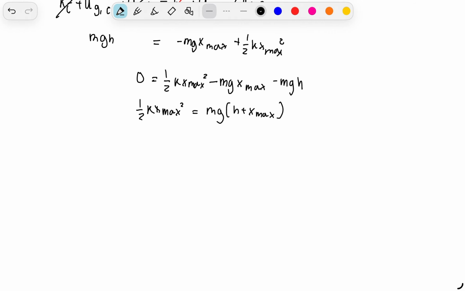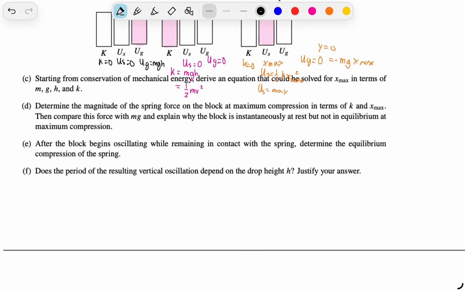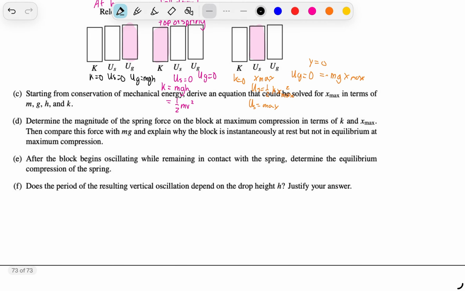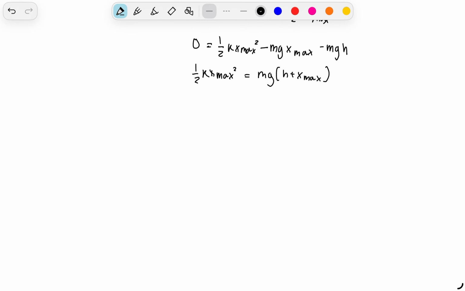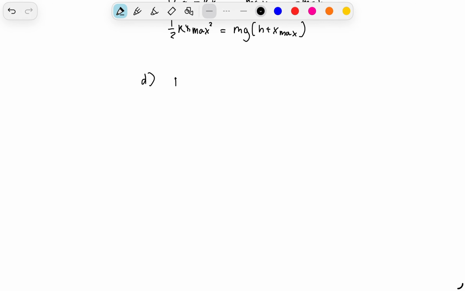So for part D, we're asked to determine the magnitude of the spring force on the block at maximum compression in terms of k and x max. Then compare this force with mg and explain why the block is instantaneously at rest, but not in equilibrium, at max compression. So for part D, at max compression, F_s is equal to k times x max.